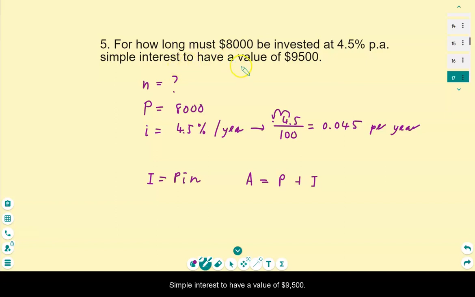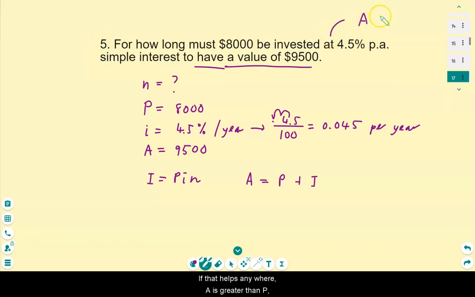Simple interest to have a value of $9,500. So that means the thing that it's amounting to, I'm going to put in my A. It's 9,500. So A is always bigger than P, right? If that helps anywhere. A is greater than P, if ever you're confused about which one is which. A is bigger than P because you're adding on that interest. Okay, I'll stop talking about that now.